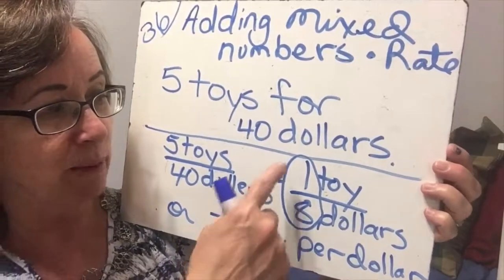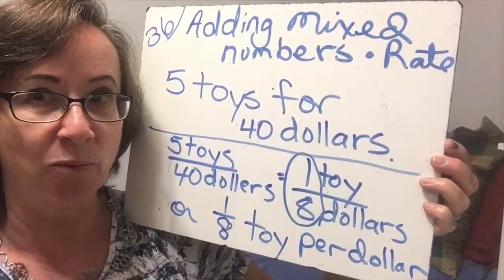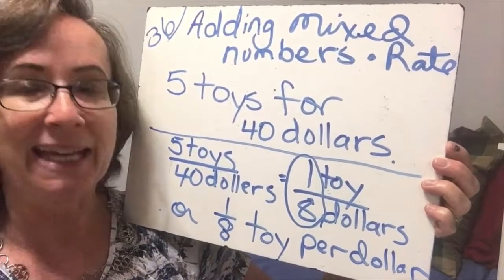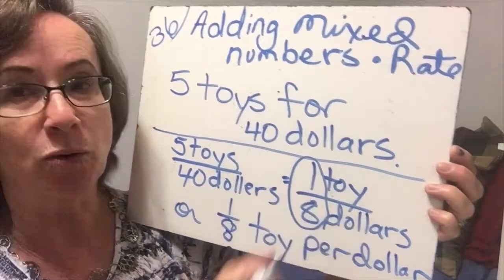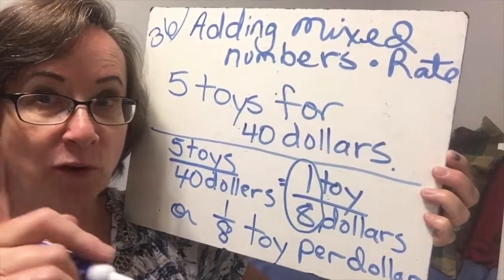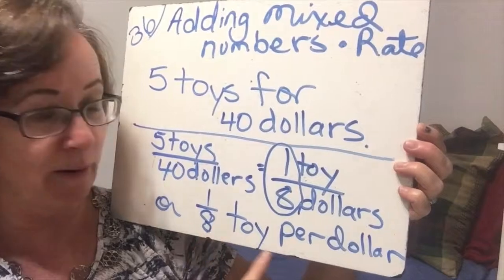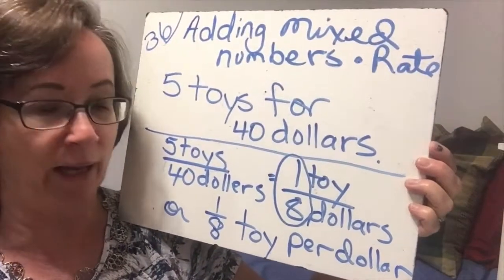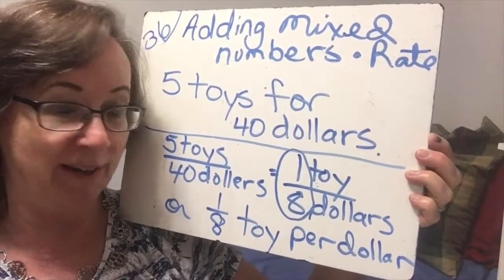So this one might be a little bit easier to look at, 1 toy for $8, but they wanted to know how much for $1. So this is the correct answer, 1/8 of a toy for $1.